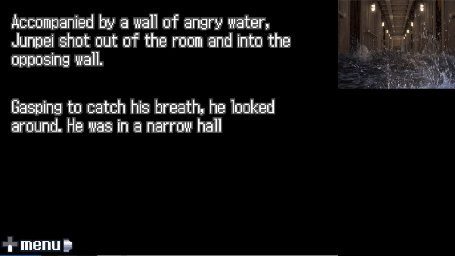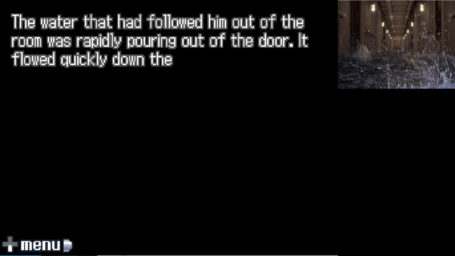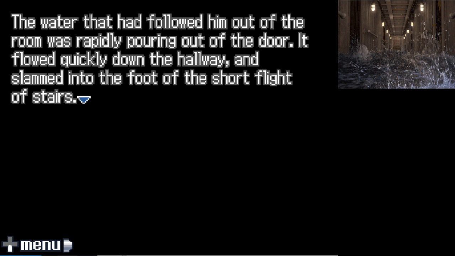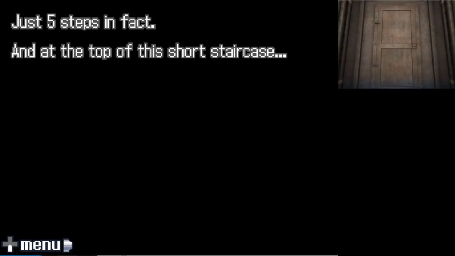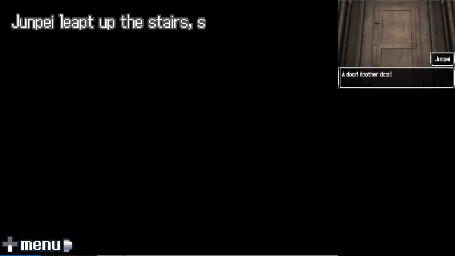Chased by a wall of angry water, Junpei shot out of the room and into the opposing wall. Gasping to catch his breath, he looked around. He was in a narrow hallway. Water that followed him out of the room was rapidly pouring out the door, followed quickly down the hall, and slammed into the foot of a short flight of stairs. And at the top of the short staircase, a door. Another door. Junpei leapt up the stairs, straight for the door.